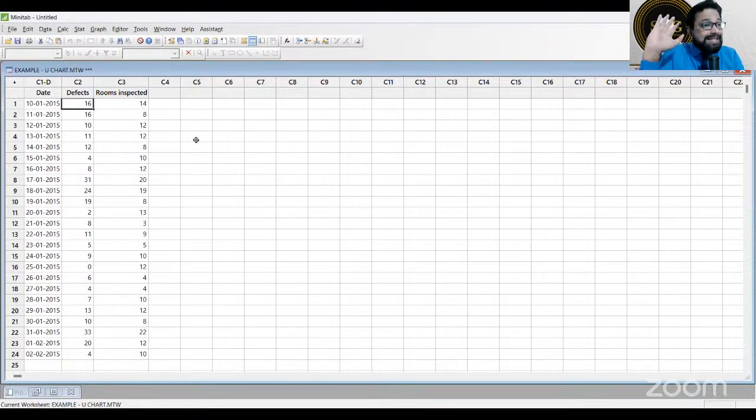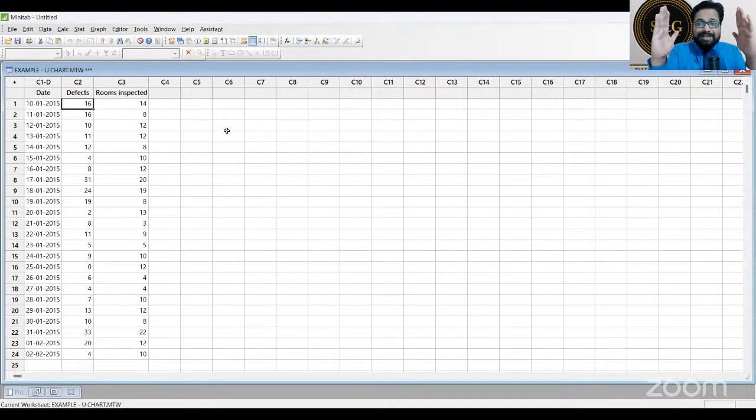out of which he has found 16 defects. That means now what are the different defects in the hotel room? Let's say the bed is not done properly. The toilet is not cleaned properly. The dustbin is not cleared properly. Or there are certain kinds of stains, some food bags or packets. So all these are types of defects. Okay. So here he is actually collecting the data of the defects.